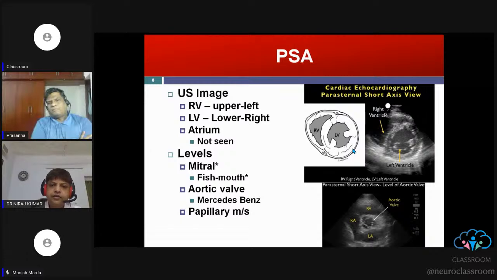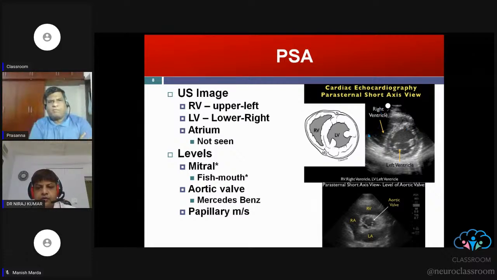And this is the image you will see. Remember, we are cutting the heart at the left ventricle. So we will visualize the right ventricle and the left ventricle. In the upper left portion, we will see the cut section of the right ventricle, and in the lower right portion, we will see the left ventricle.